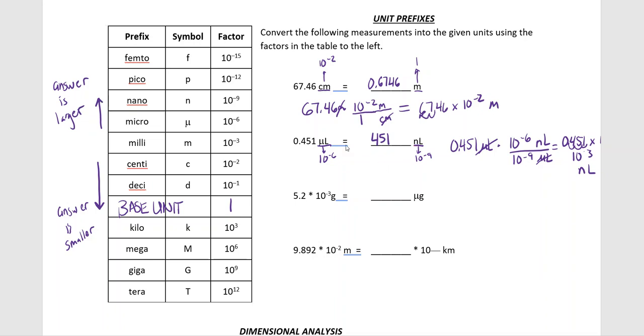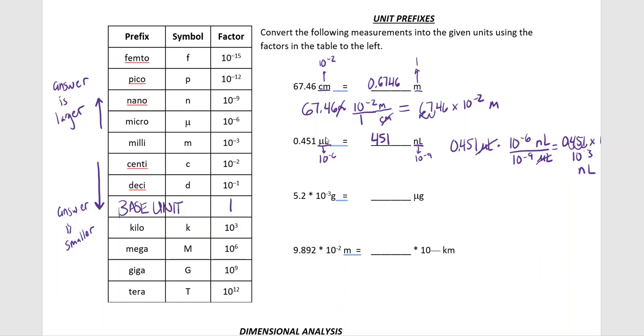Right? So because of the direction I'm moving, microliters to nanoliters, I know that 0.451 versus 451, my answer is larger in the same way that I want. Okay? So this is the strategy.